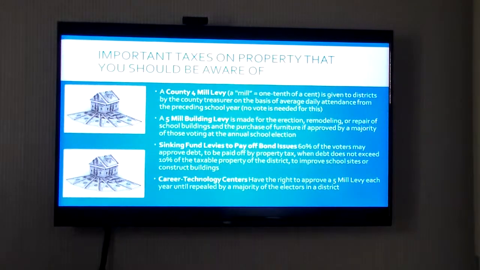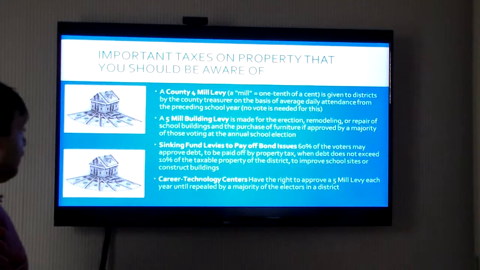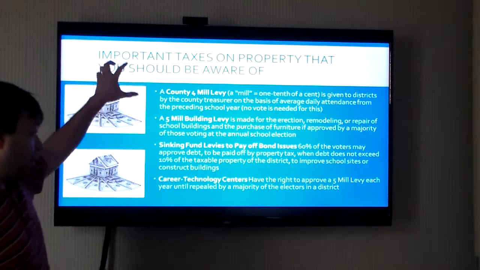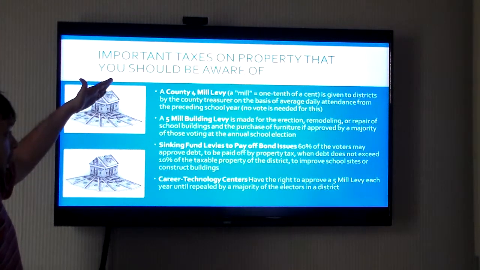So I give you some taxes on properties that you should probably be aware about. The county 4 mill levy is based on average daily attendance from the preceding school year. That's decided on by the county treasurer, and that can be used to fund schools. So if the school has higher attendance, they get more money.